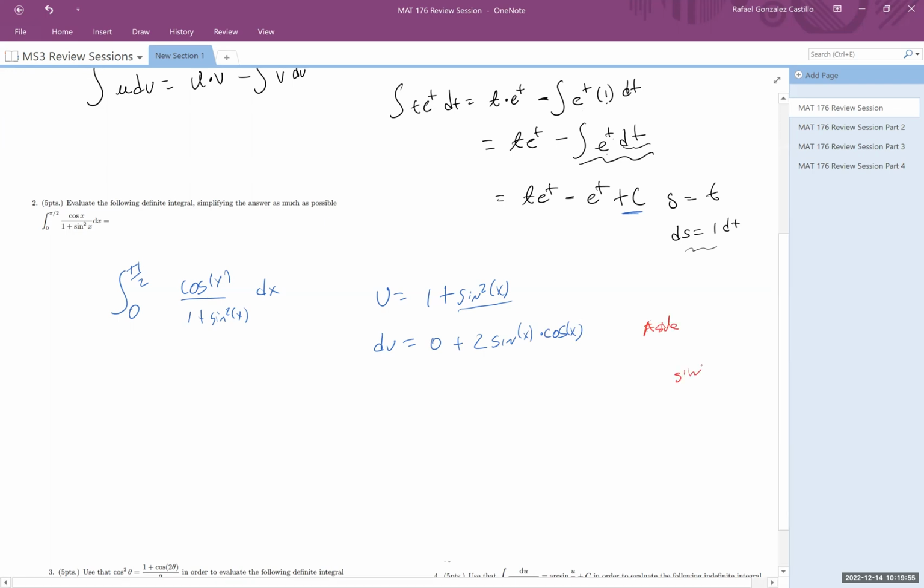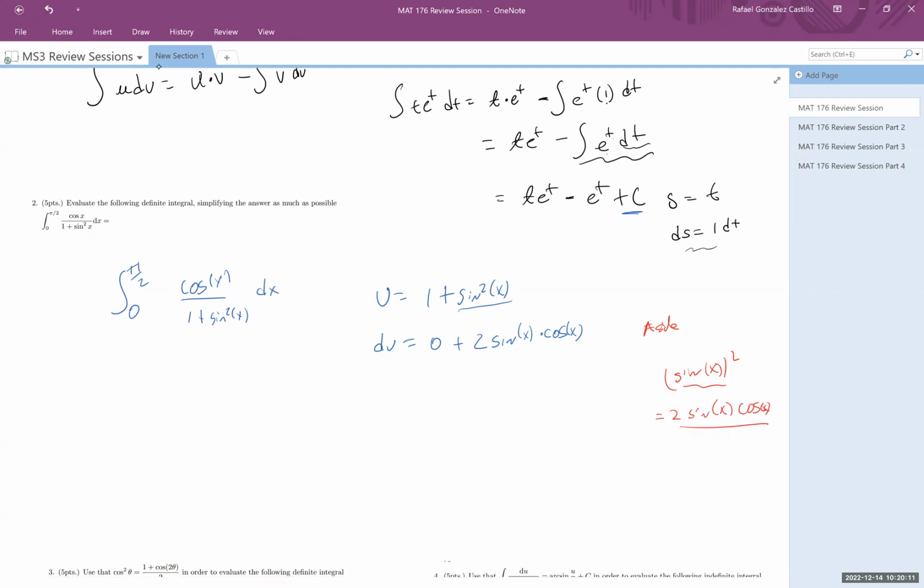If you have sine square x, you could write it like this with the square on the outside, and now you could use the chain rule. So this is equal to 2 sine of x times the derivative of the inside. The derivative of sine is cosine of x. Right. So this is by using the chain rule.